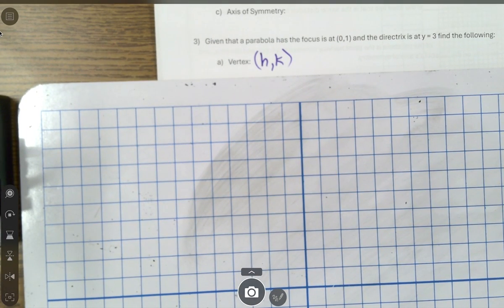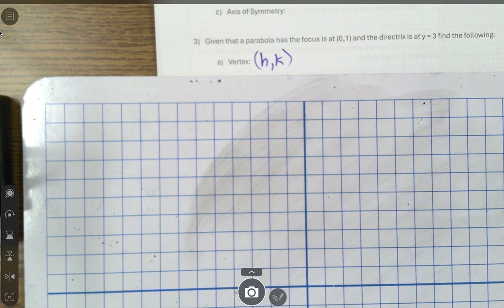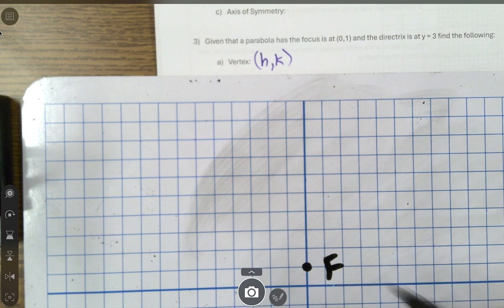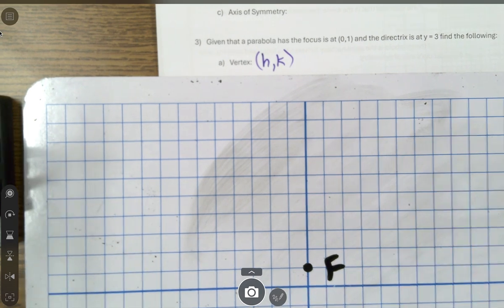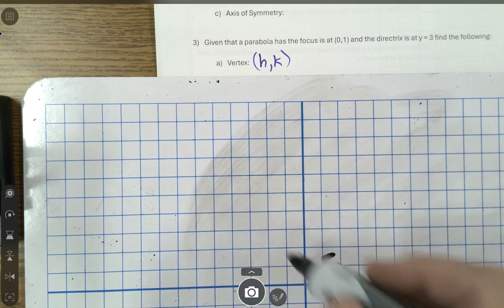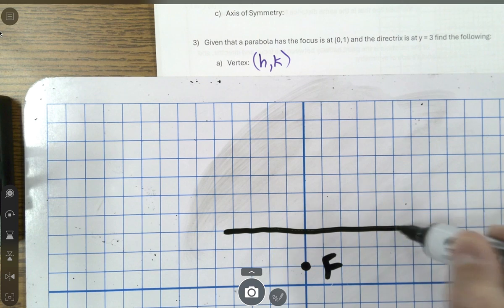So (0, 1) is up 1 from the origin. That's my focus. Let me focus the lens here. I'm using focus a lot right now. My directrix is going to be at y equals 3. So this is my directrix.